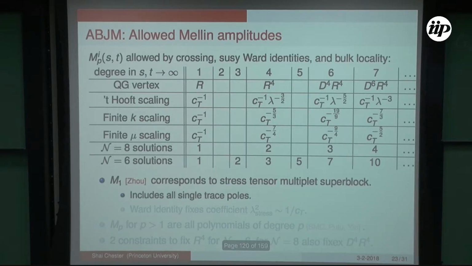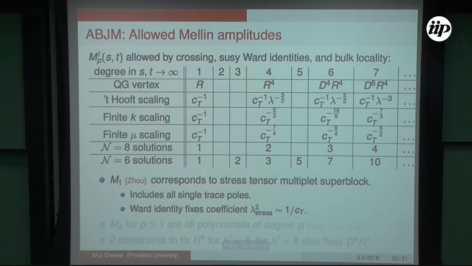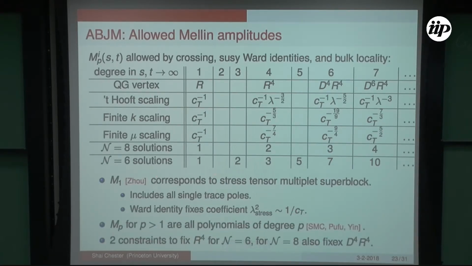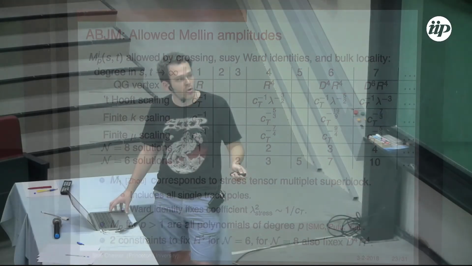So some details about these Mellin amplitudes. Again, M1 just corresponds to the stress tensor multiplet superblock worked out by Shinan. This includes all the poles, implying that the higher terms are just polynomials. Again, we can fix its coefficient just with the conformal Ward identity. And so in the N=6 case, because there's more Mellin amplitudes, we're going to need 2 constraints to fix it to order R^4. Whereas in the maximally supersymmetric case, you would only need 1 constraint. And if you have 2 constraints, you can actually do a little bit more, and you can go all the way to D^4R^4.